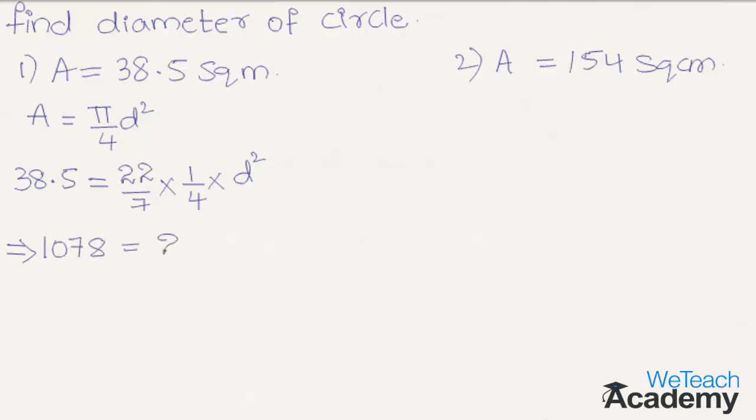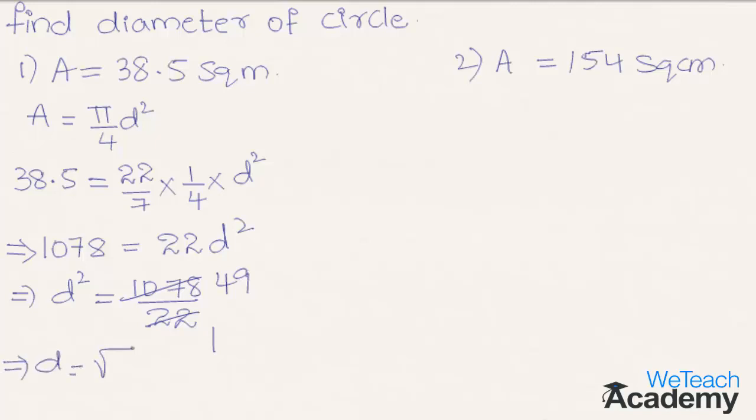1078, which is equal to 22 d square. And by transferring 22 to the left hand side, we get d square is equal to 1078 divided by 22. And then here 22 one time is 22 and 22 49 times is 1078. So here we get d square equal to 49. That implies we get d equal to square root of 49. So here we get 7 meters as the diameter of the circle.